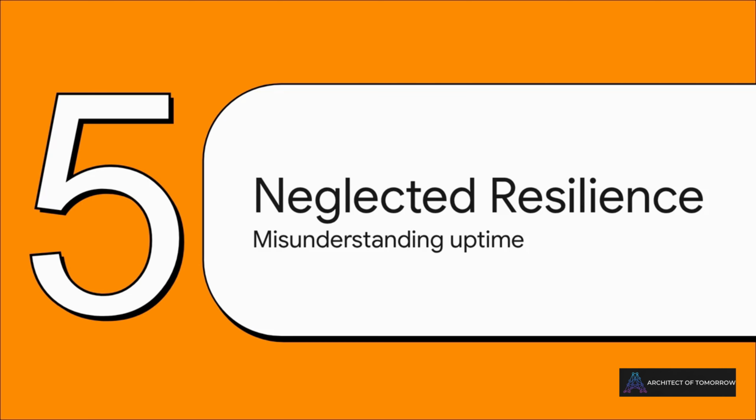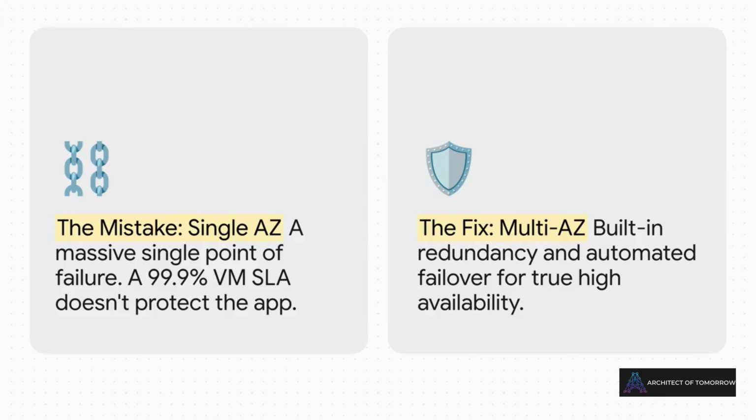Mistake number 5 is a huge one, neglecting resilience and high availability. So many teams see a cloud provider's 99.9% uptime SLA for a virtual machine and just assume their application is automatically protected. And let me tell you, that is a dangerous misunderstanding of how cloud infrastructure really works. When you deploy your entire application in a single availability zone, or AZ, you're creating a massive single point of failure. If that one data center has a power issue or a network problem, your whole application goes down with it. That VM SLA doesn't matter.